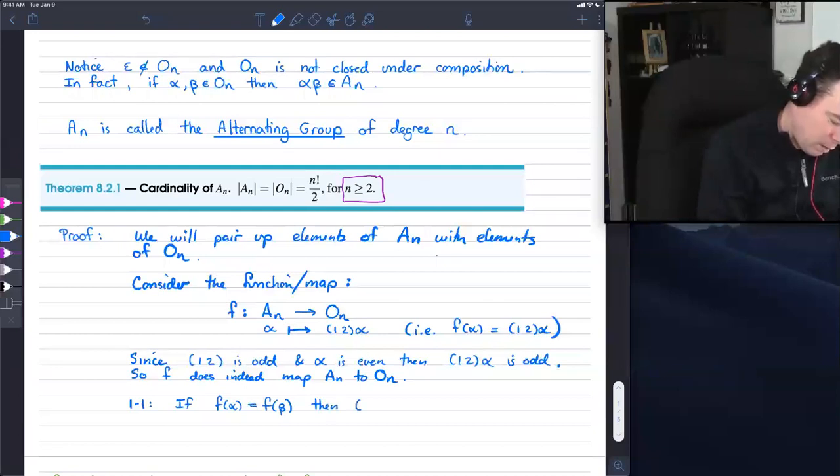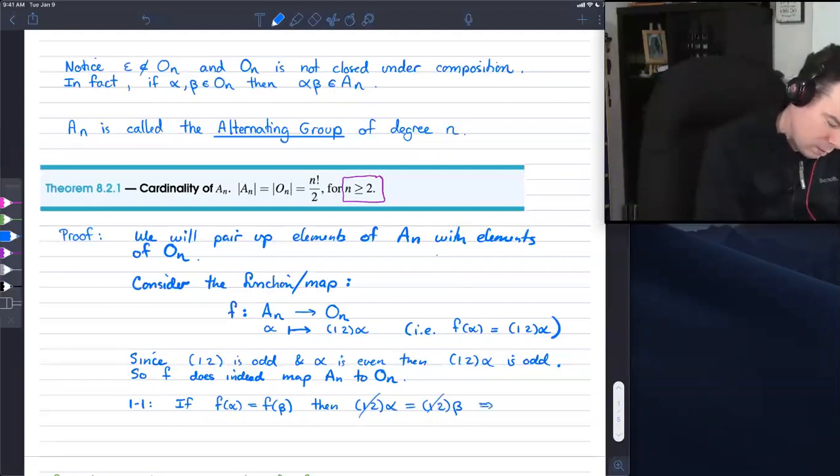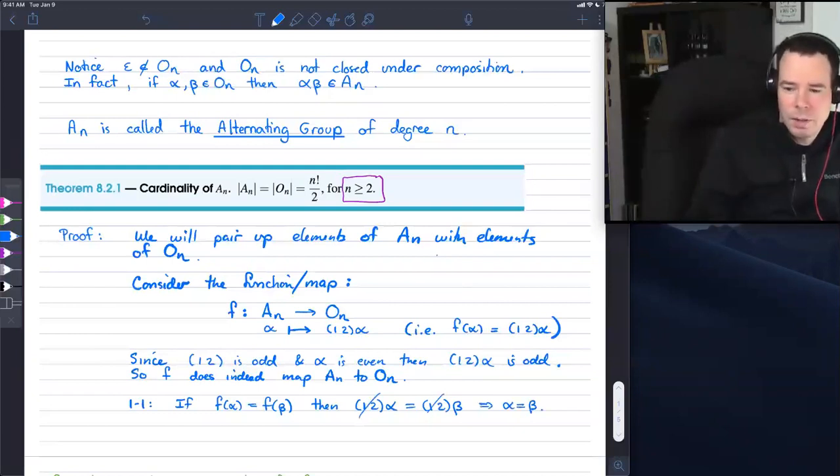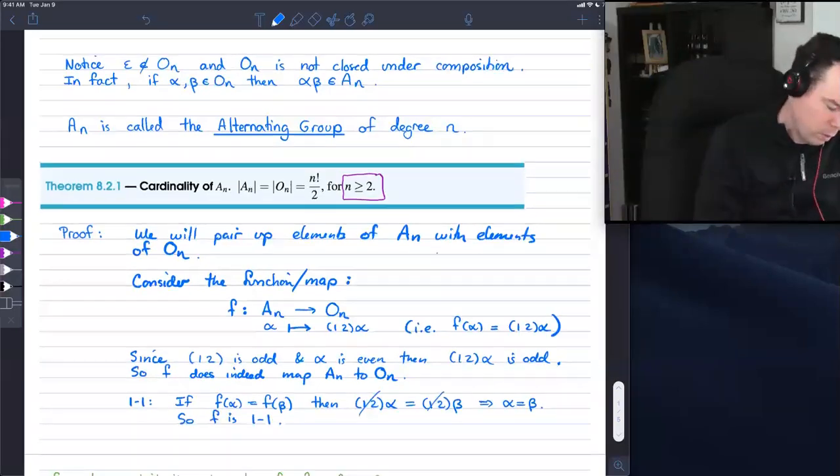Well, that means then, let's just write down what f of alpha is. It's (1 2) alpha. And let's write down what the output of beta is. It's (1 2) beta. And if those two things are equal to each other, then we have left cancellation that tells us that alpha is equal to beta. So in other words, if f of alpha is f of beta, then alpha had better have been equal to beta. And so that tells us that f is one-to-one. So it's a one-to-one function.